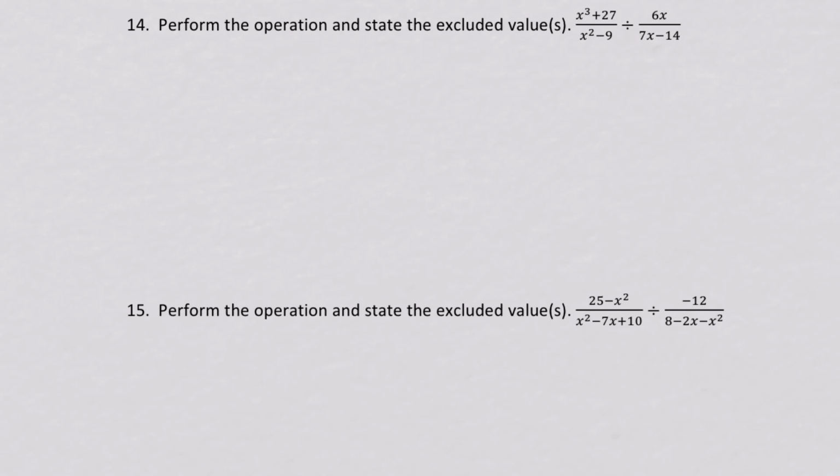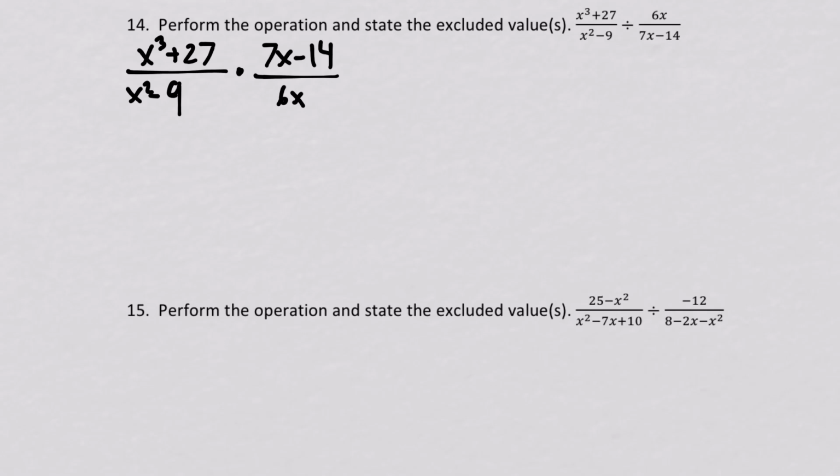Alright, number 14. Perform the operation and state the excluded values. x cubed plus 27 over x squared minus 9 divided by 6x over 7x minus 14. I'm going to start by turning this problem into a multiplication problem. Right? Instead of division, multiply. And it's going to be 7x minus 14 over 6x. Division is basically multiplication times the reciprocal, right?